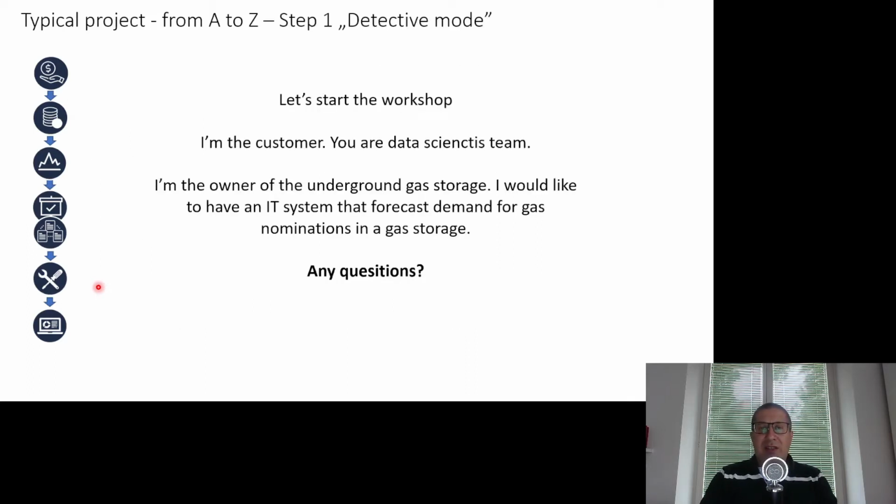So, the detective mode. Usually on this slide I do a workshop with my students. So now you can pretend that you are the data scientist and I'm the customer or a business partner. Let's pretend that I'm the owner of an underground gas storage, and I tell you that I would like to have an IT system that forecasts demand for gas nominations in a gas storage.